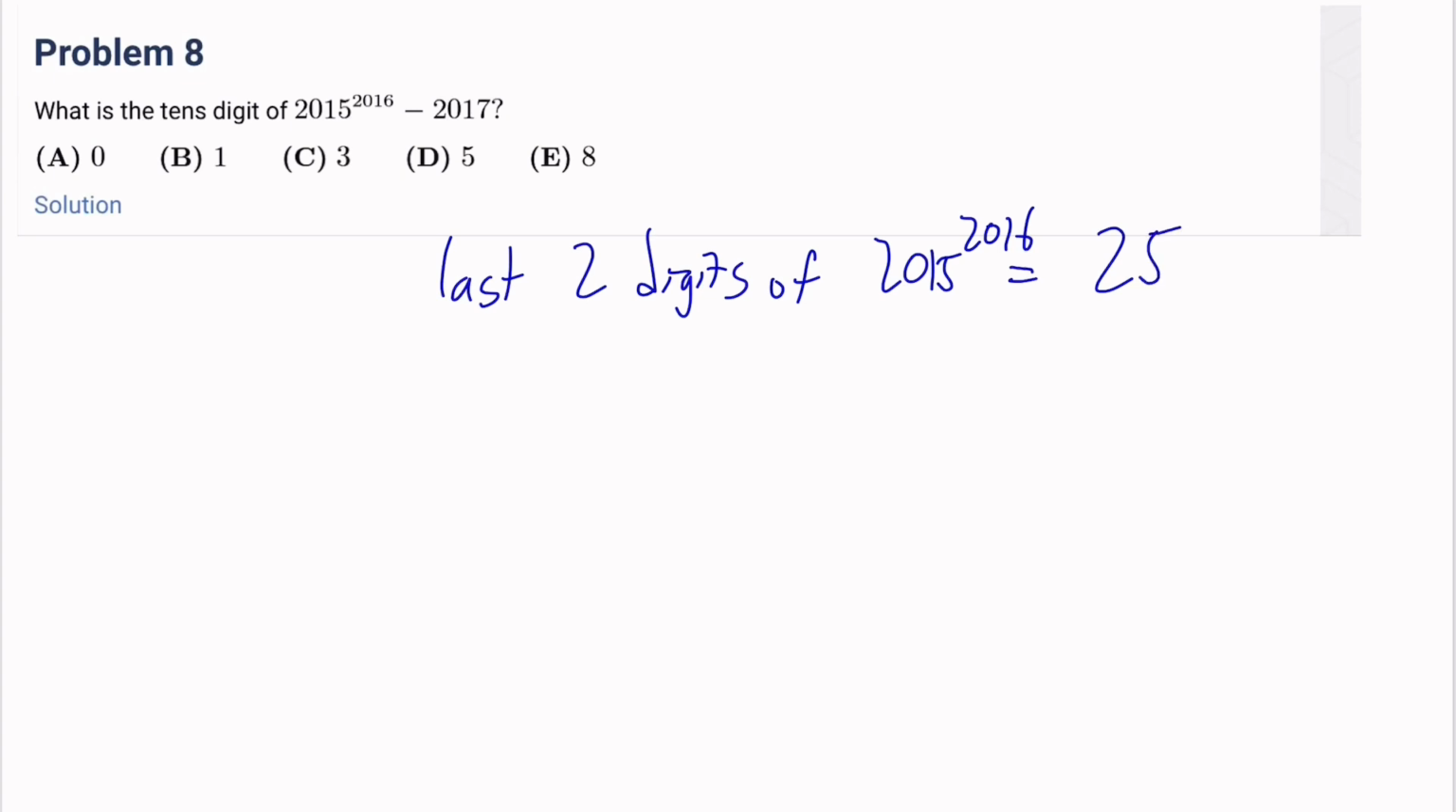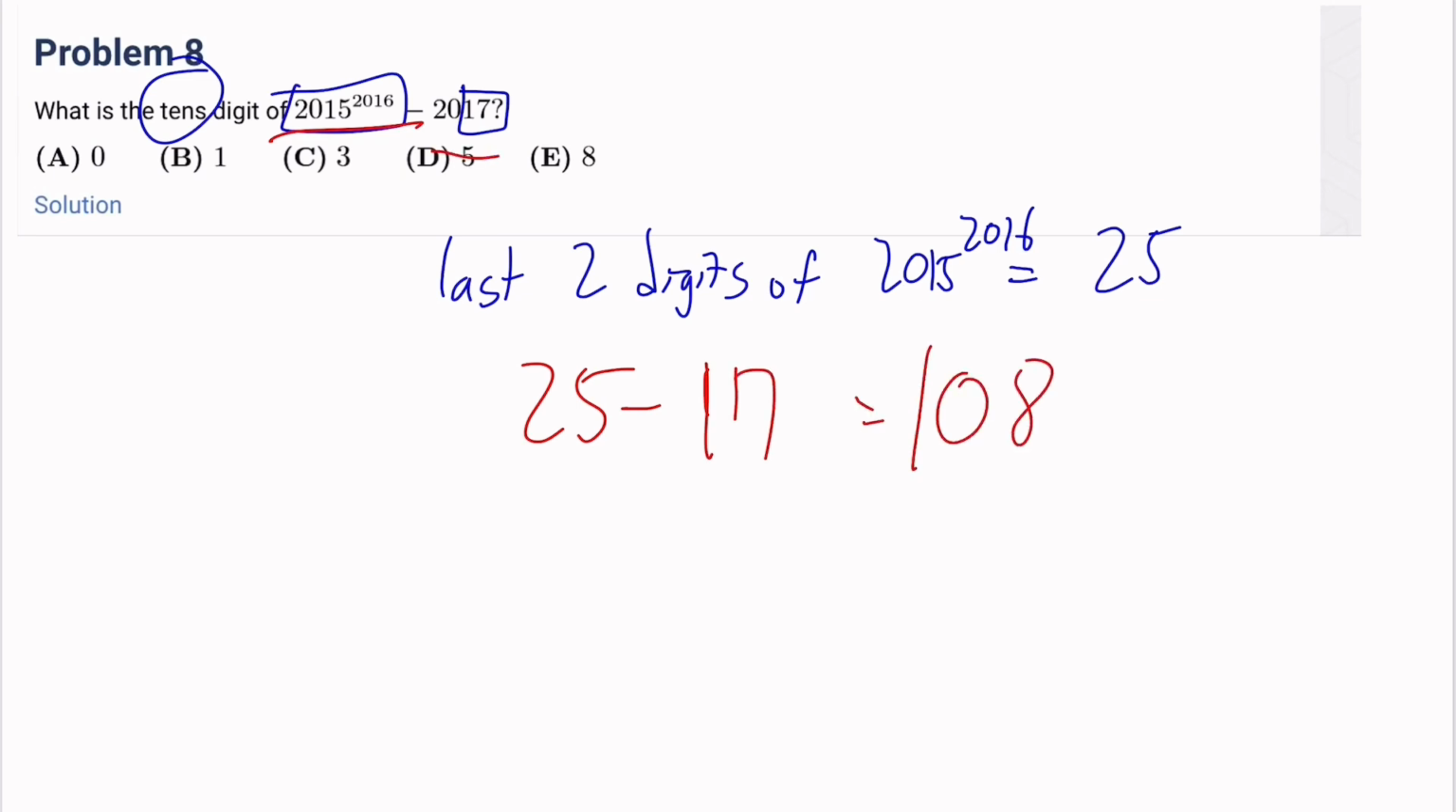Because if you just look at the powers of 5, right? So we have 5, and then we have 5 squared, 25, and then we have 125, 625, right? And so if the power is greater than 2, it always ends with 25, right? And so the last two digits of this will always be 25, and we know that the last two digits of 2017 are 17, right? And so we want the tens digit, so the last two digits are all that we need. So we have 25 for this number minus 17 for this number. And what do we have? This is 08, right? So the tens digit is 0. It's A.